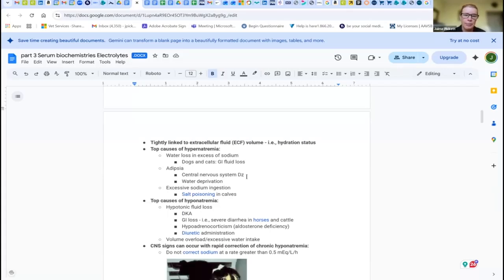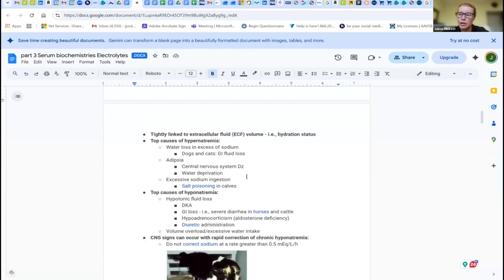So looking at hyponatremia, a decrease in sodium. Low sodium is usually about losing sodium-rich fluids or diluting the sodium with too much water. You see it in DKA, severe GI diseases in horses and cattle, hypoadrenocorticism, which is also Addisonian, and with diuretics or volume overload.